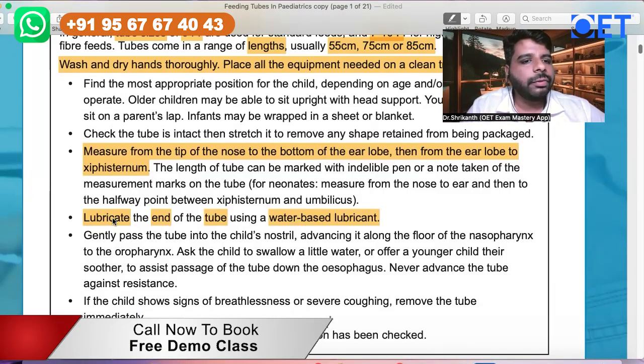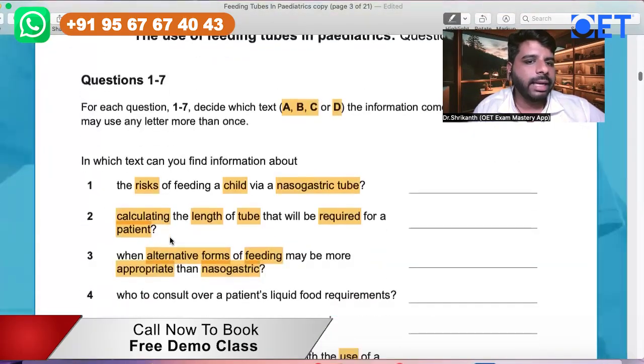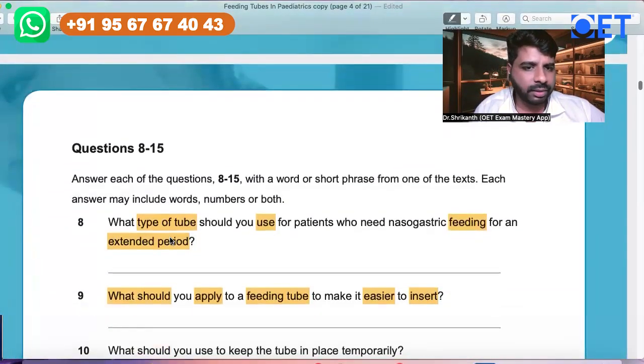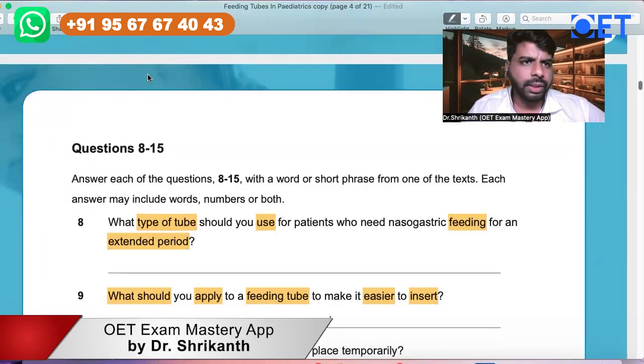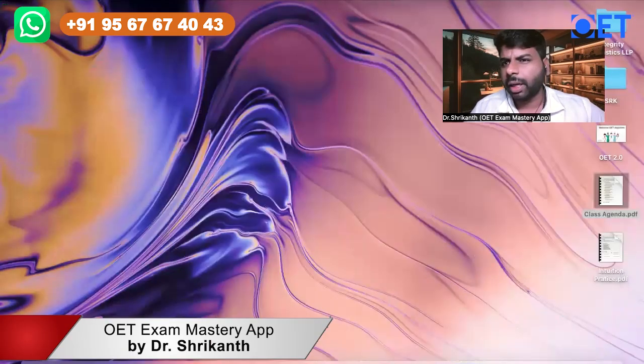Now, don't write the full sentence. Some students write "lubricate the end of the tube using a..." There is no need. If you write the entire sentence over there, they will not give you any marks. Usually they give... let me just take another question paper.